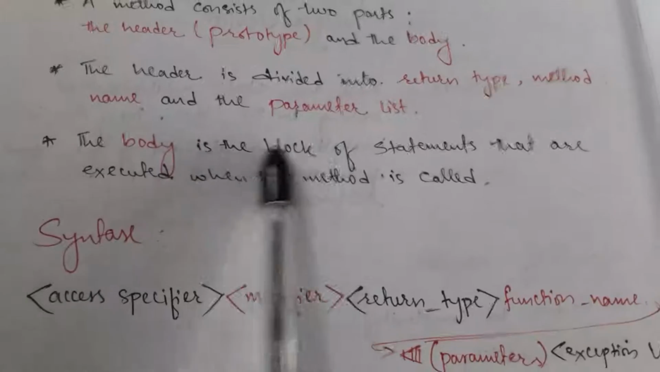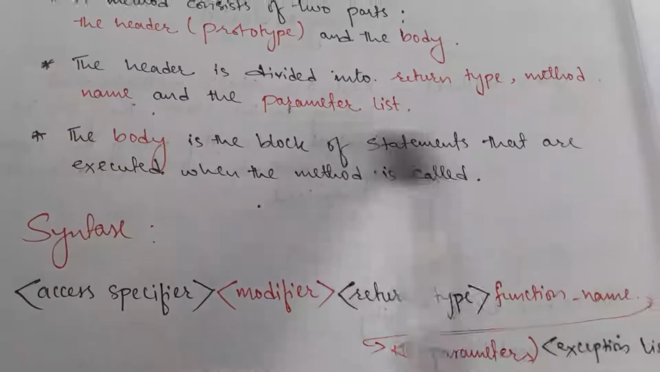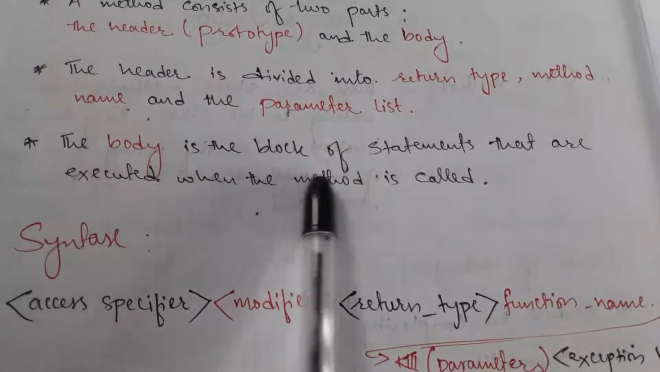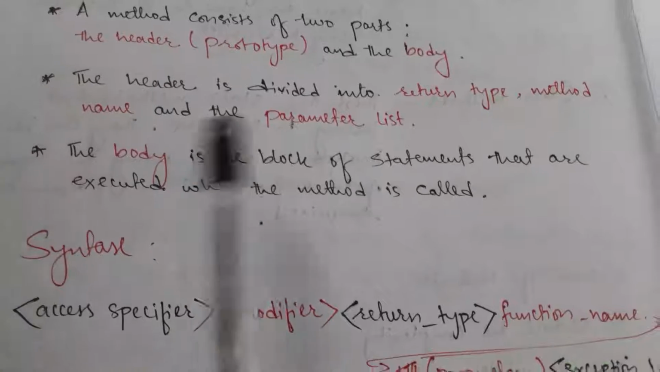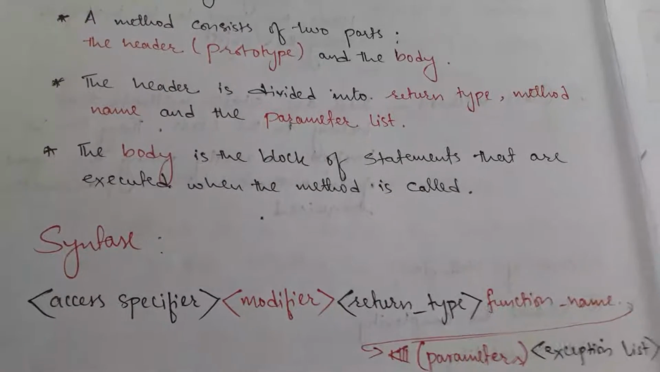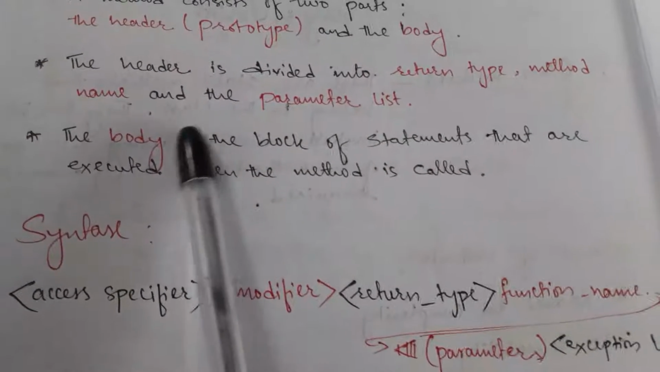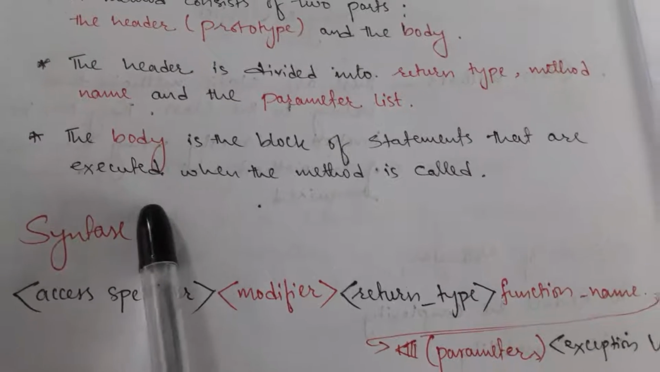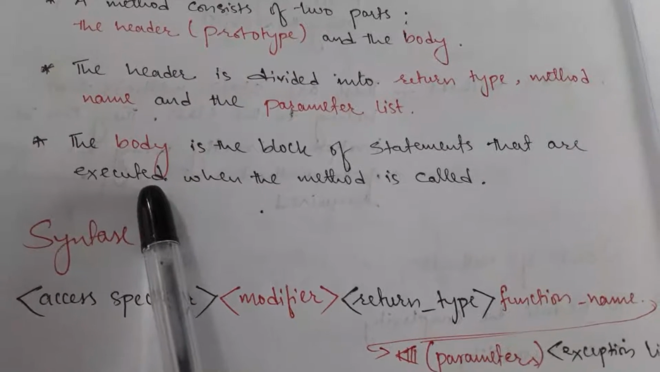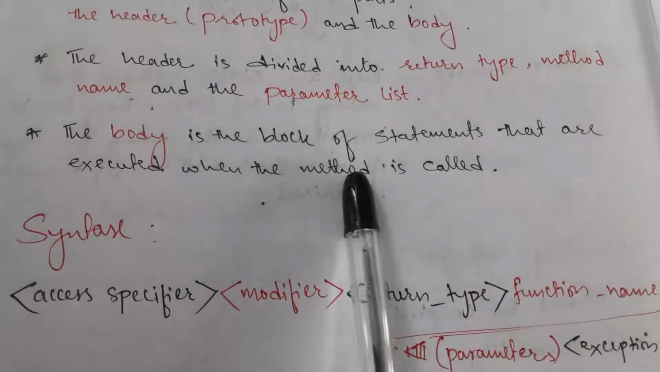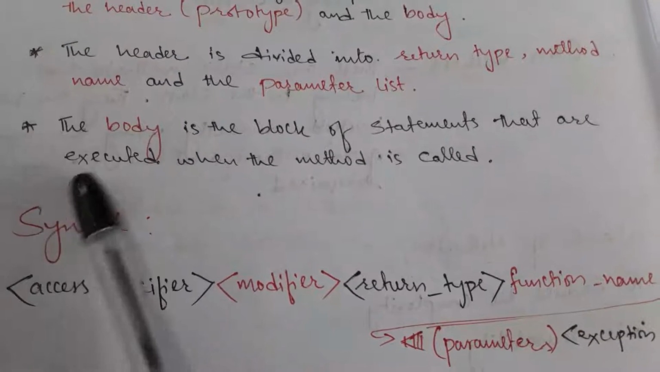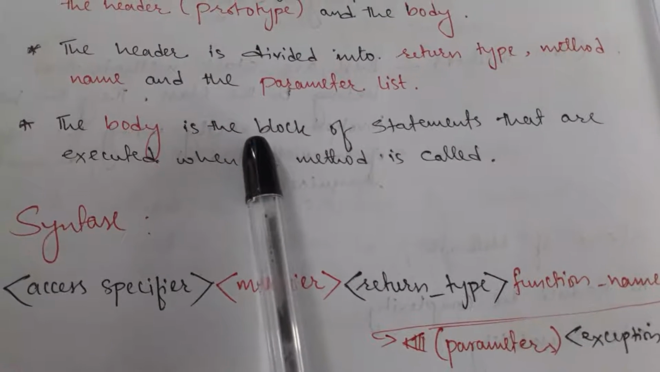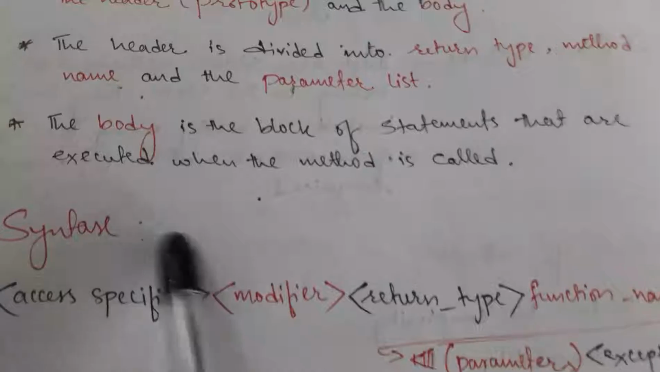Next point, the body is the block of statements that are executed when the method is called. That means the second part is called the body, and this will be written inside curly braces, which form a block of statements that are executed when the method is called. So this body will be executed. This block of statements will be executed when the method is called.